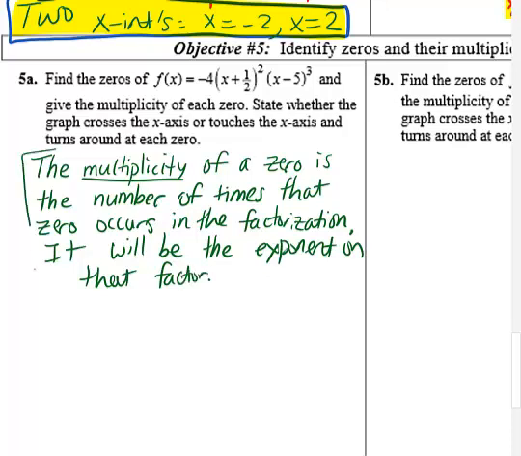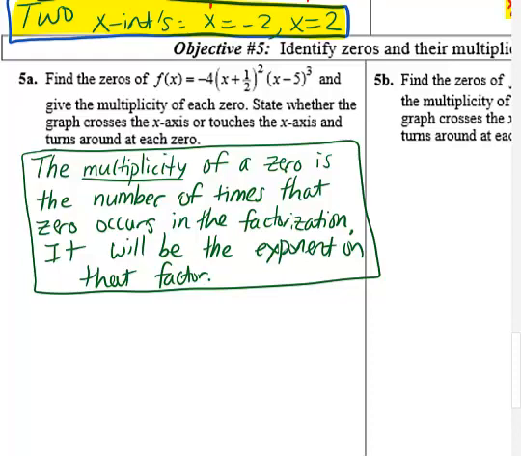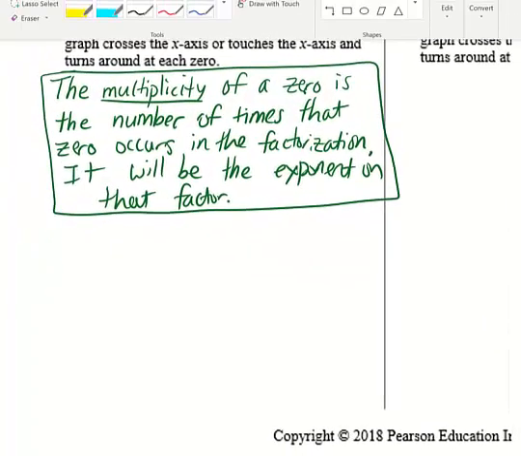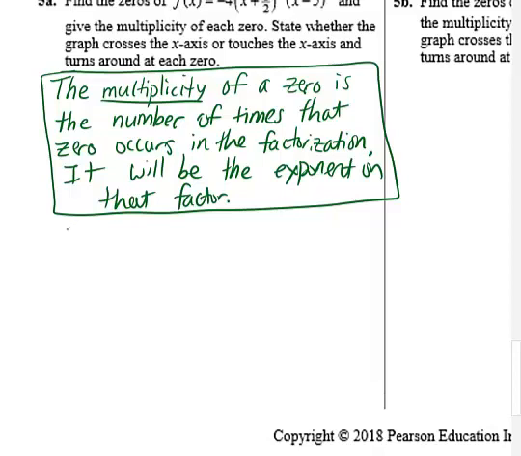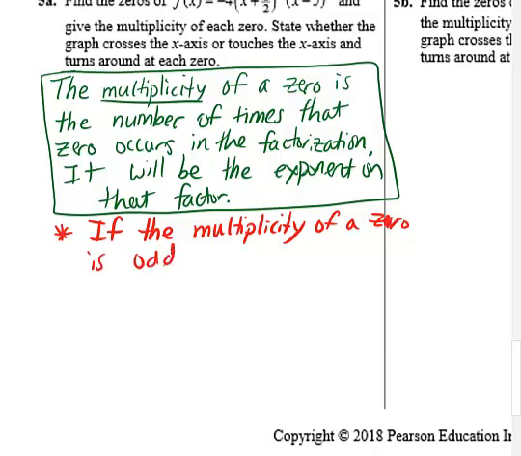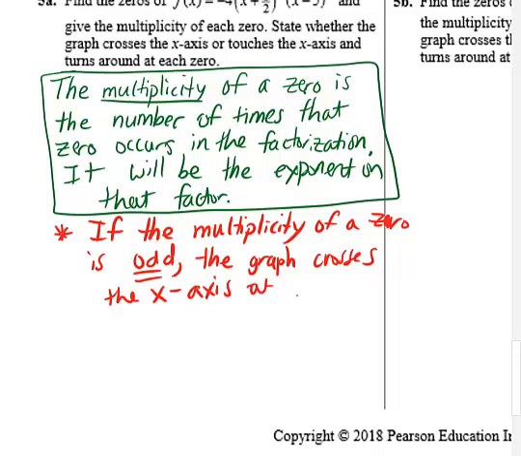So that's the definition of multiplicity, but I'm going to write what the significance of multiplicity is. What does that mean as far as the graph goes? So, for one thing, if the multiplicity of a zero, or x-intercept, remember that's the same thing, is odd, so it's an odd number, the graph crosses the x-axis at that value. And we'll draw a picture of it so we can see the difference.